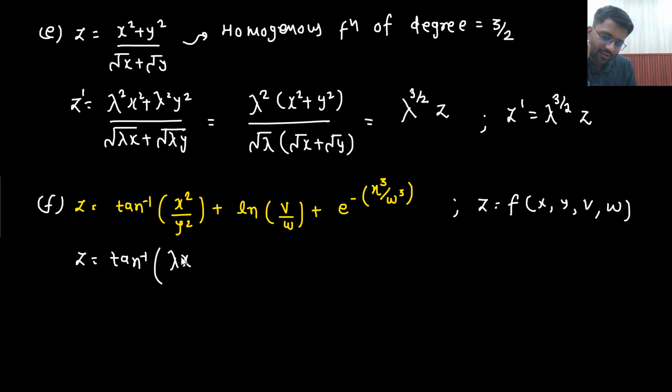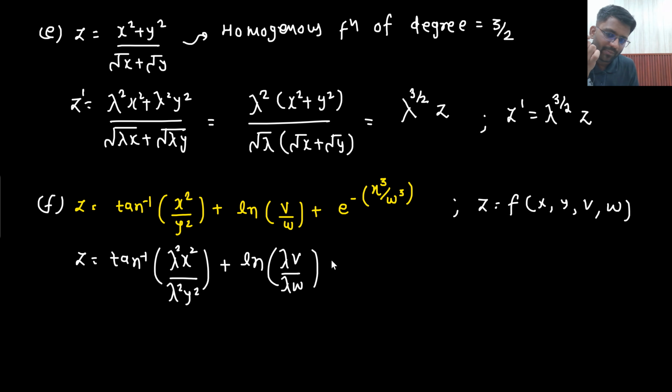Whatever the variable is there, in place of that variable, you simply put, in place of x you will put lambda x, so lambda square x square. In place of y you will put lambda y, so lambda square y square plus ln. In place of v, what you will put? Lambda v. In place of w, what you will put? Lambda w. E to the power minus, in place of x, what you will put? Lambda x. In place of w, lambda w, so lambda cube. So what is happening here? This and this is getting cancelled out. This and this is getting cancelled out. This and this is getting cancelled out.